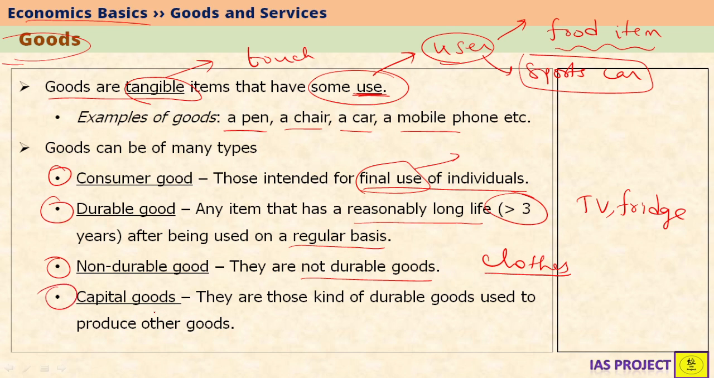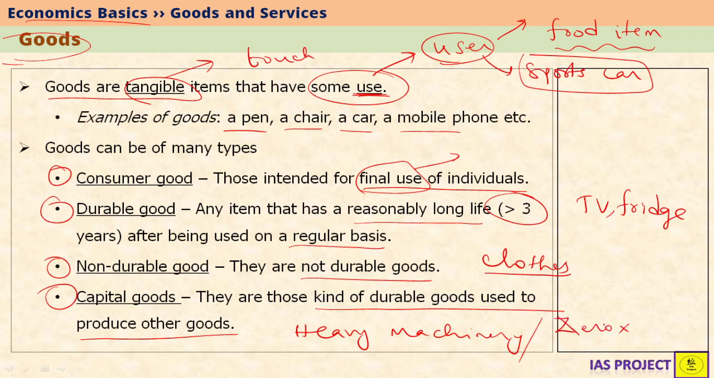The fourth category is capital goods. Capital goods are those kind of durable goods which are used to produce other goods. For example, heavy machinery. Another example can be a Xerox machine in a Xerox shop. So, if you are using a photocopy machine in a photocopy shop, it is called a capital good for him, because using that good, he is going to give a service. That is, he is going to copy papers and he is going to sell them. However, if you have a printer at home, it is considered a durable good.